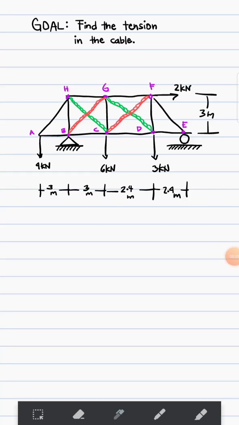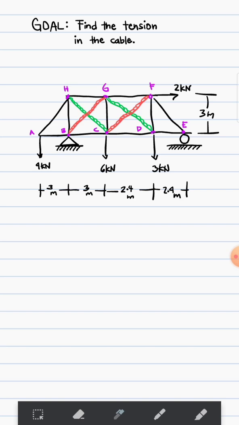First of all, we're given here a truss, pin supported at point B, roller supported at E, or in other words, a truss that is simply supported at B and at E, with all these forces acting on it. 4 kilonewtons at A, 6 kilonewtons at C, 3 kilonewtons at D, and a horizontal 2 kilonewton force at F. So our goal here is to find the tension in the cables.